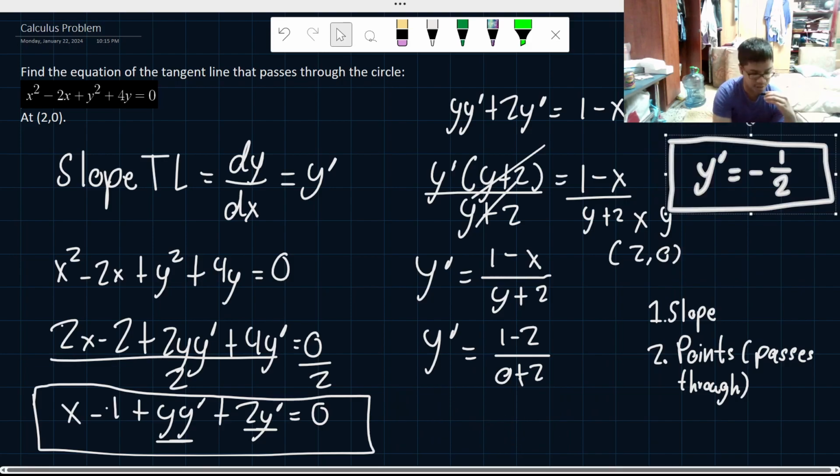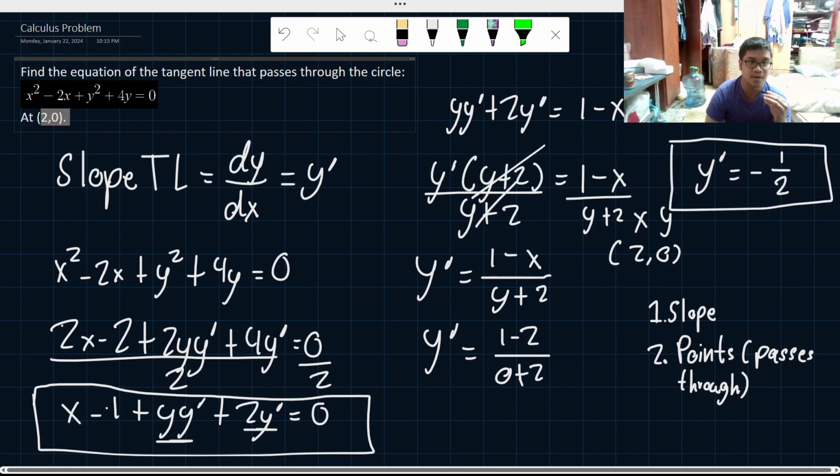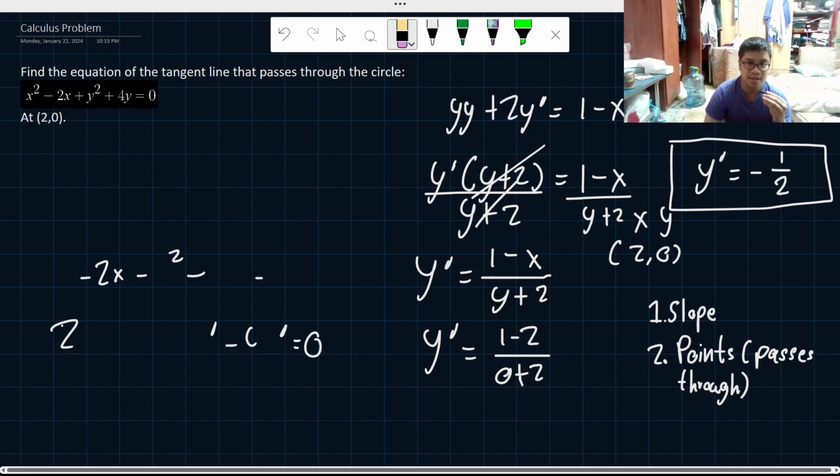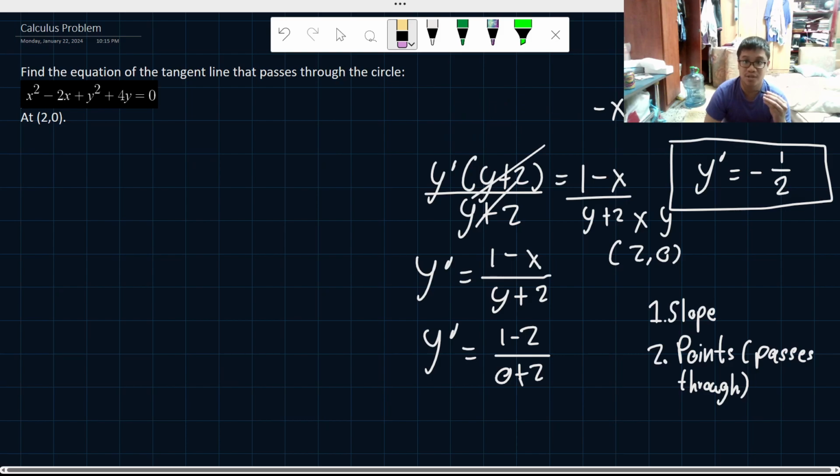Let's just say here. Is it visible? Alright, then we're going to erase the writings here for a moment. So, we found the slope. Now, next, what are the points that it passes through the curve? This one is actually the easiest, which is basically the given points.